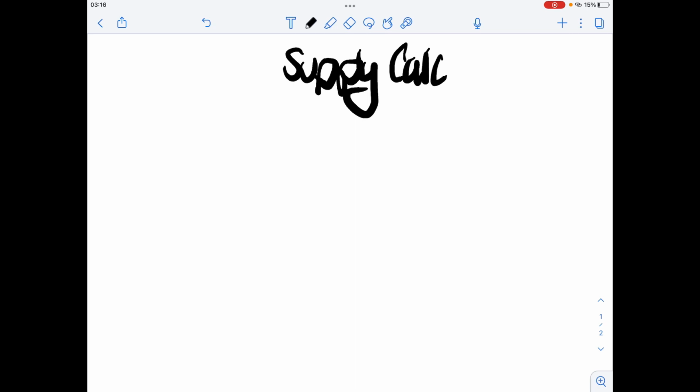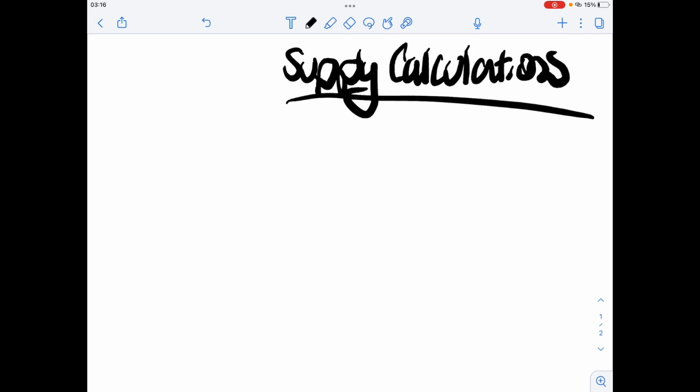Okay, so today we're going to talk about the different supply calculations used within pharmacy. So, supply. So first, let's go over some common definitions that you'll need to know moving forward.